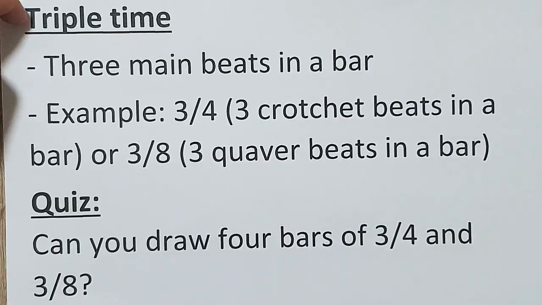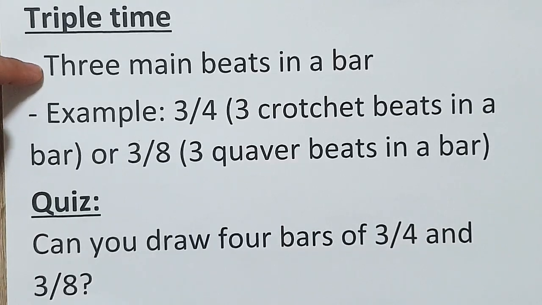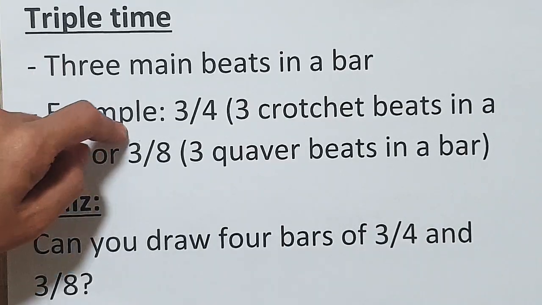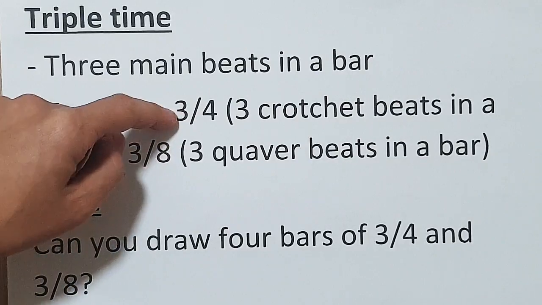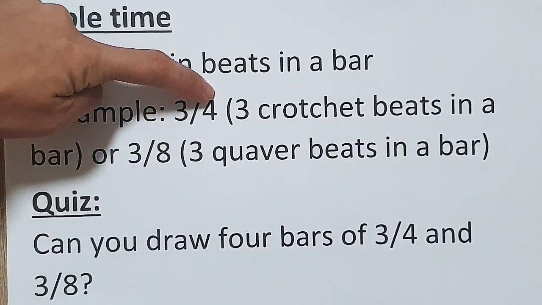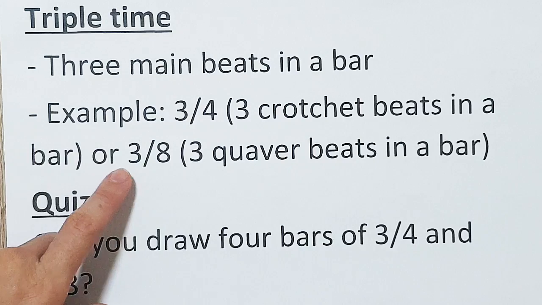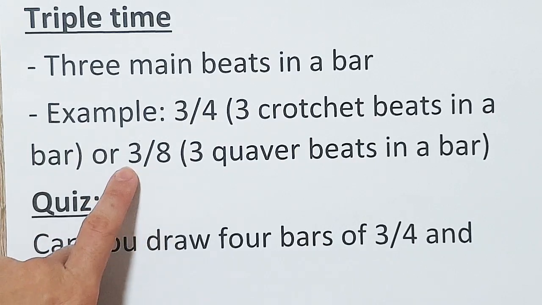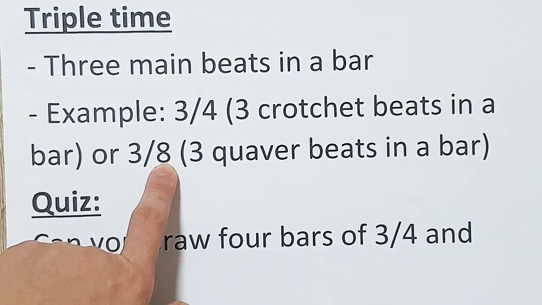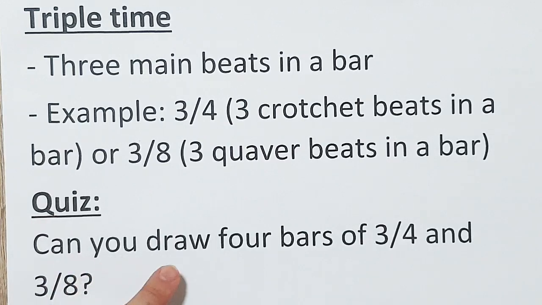Triple time means there are 3 main beats in the bar. For example, 3-4 time signature means 3 crotchet beats in the bar. 3-8 time signature means 3 quaver beats in the bar. A quiz. Can you draw 4 bars of 3-4 and 3-8 time signature?